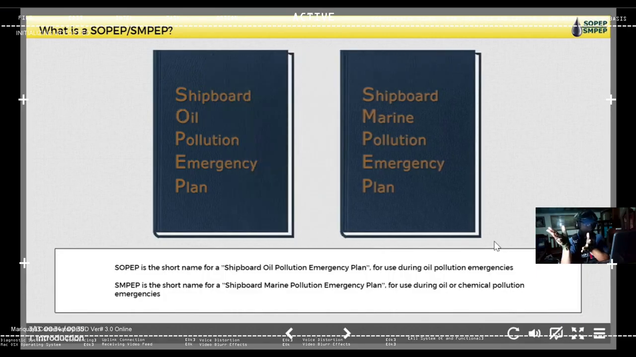Okay, so if you take a look at it, SOPEP and SMPEP are basically the same thing. The only difference is that they changed letters. But honestly, SOPEP is usually used on oil tankers, for anything that is an oil pollution related emergency, while SMPEP is used for oil and chemical emergencies. To put it simply, SOPEP is usually used for oil tankers, while SMPEP is usually used for chemical and gas tankers. Anyway, let's continue.